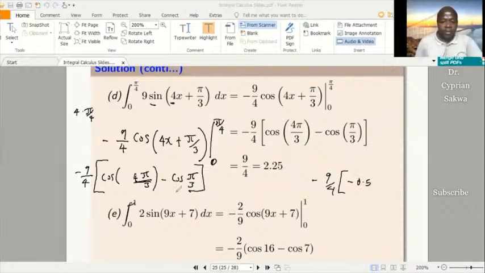And what about this other one? Cos of this is the same as 180 divided by 3. What about cos of 60? Cos of 60, and again, that one is positive 0.5. But there's a negative here, so negative 0.5. So this is negative 1. Negative 1 times negative 9 over 4 gives me positive 9 over 4, which you can also write as 2.25.